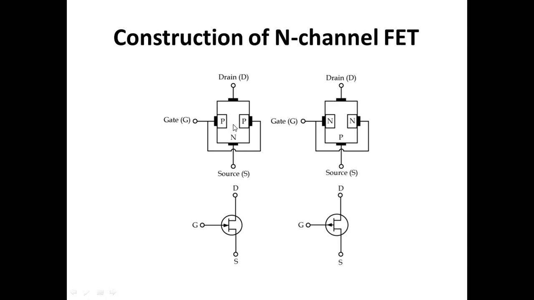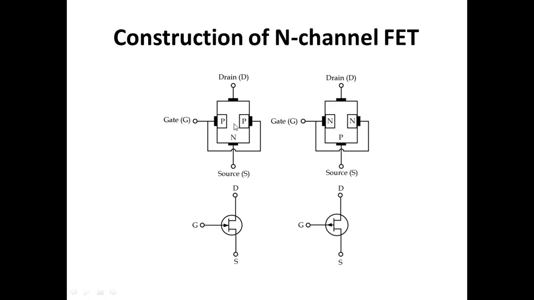In between these two P regions is called the channel. This place is called the channel. The P-type regions form two PN junctions as shown in the figure. This is one junction, P-type and N-type, and another junction is P-type and N-type. So in this way, the P-type regions form two PN junctions. The space between these two junctions is called the channel.